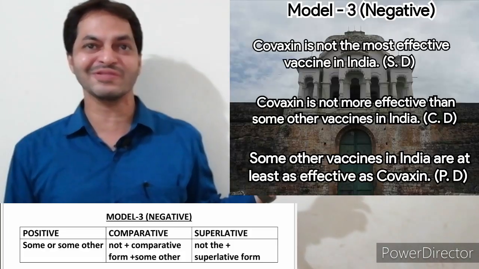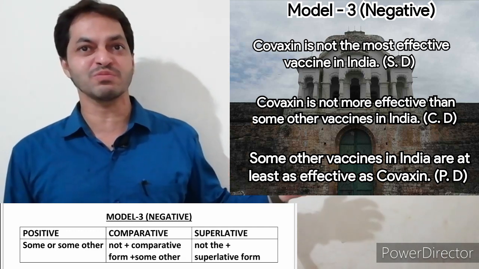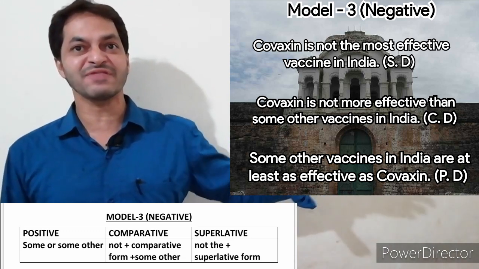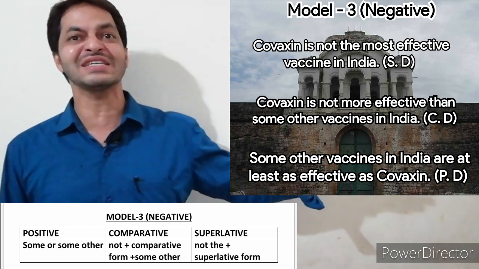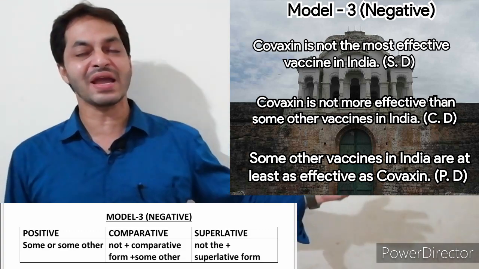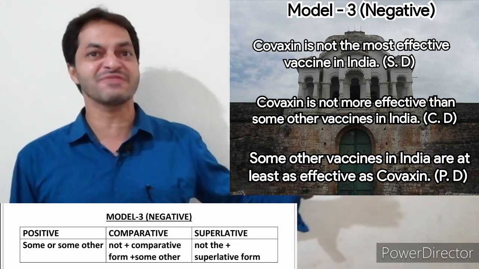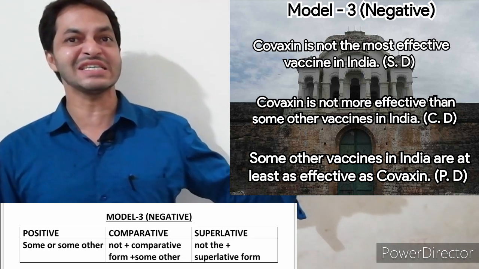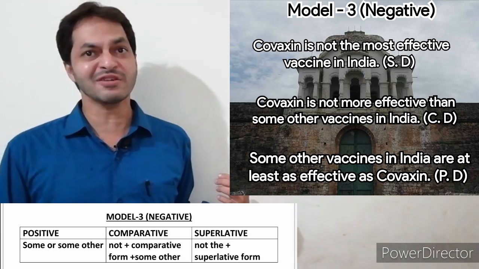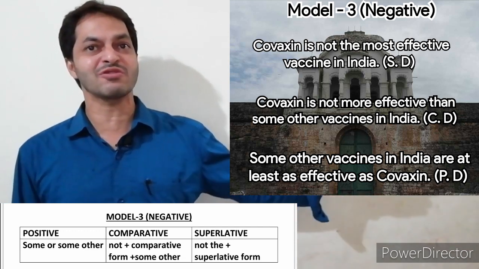Dear students, let us go through the example of Model 3 negative. Example, Covaxin is not the most effective vaccine in India. Here, adjective is most effective. So, the sentence is in superlative degree. We have to convert the sentence into comparative and positive degrees. Covaxin is not more effective than some other vaccines in India. This is comparative degree. Some other vaccines in India are at least as effective as Covaxin.